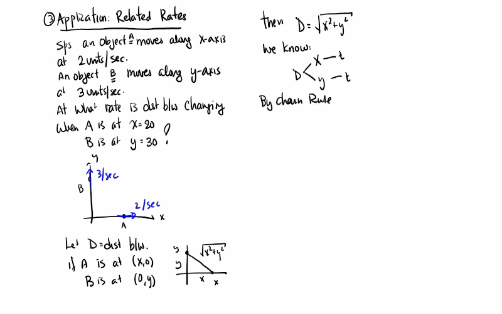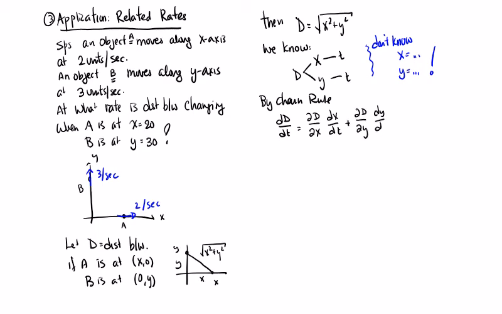Let me actually just write that down because it'll be helpful. Note, we don't in fact need x equals or y equals. But by the chain rule, we do know that dD/dt is partial D partial x dx/dt, that's the top part, plus partial D partial y dy/dt. Those we can all fill in, right?